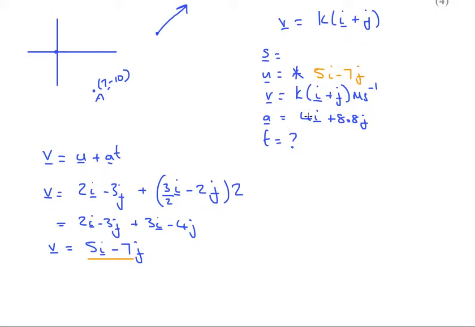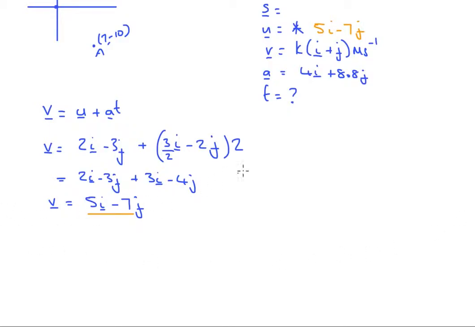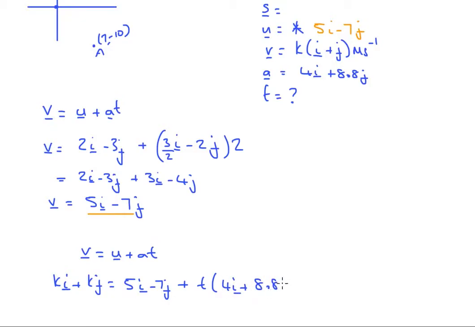So we can put this together now. We've got two unknowns. We don't know k and we don't know t, but because we've got two components, because we've got i's and j's, we should be able to make a pair of simultaneous equations. So the fact that there's two unknowns shouldn't be a problem. So using this again, we're going to do v equals u plus at. v is going to be ki plus kj. u we've just worked out to be 5i minus 7j plus t lots of the acceleration, which is 4i plus 8.8j.